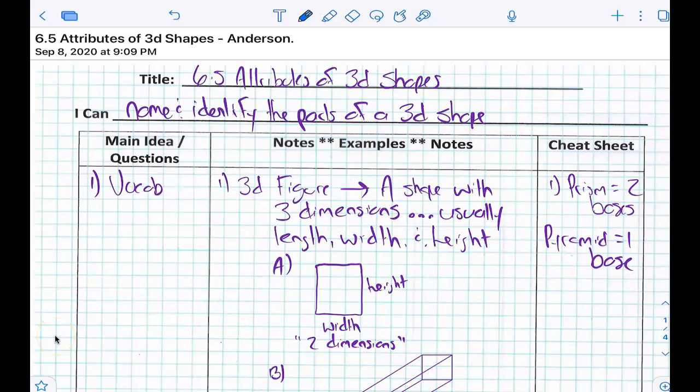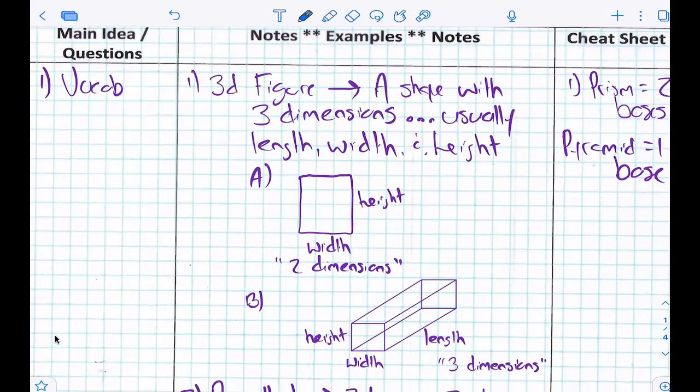6.5 attributes of 3D shapes. We're going to name and identify the parts of a 3D shape, okay? All right, here we go. So our first word is 3D figure. Another name for a figure is a shape.